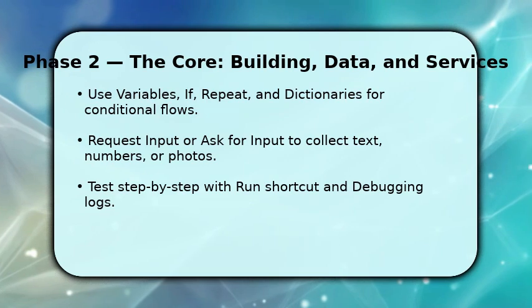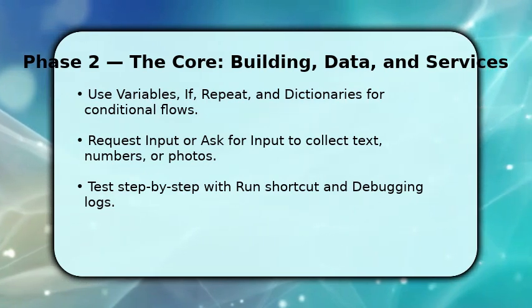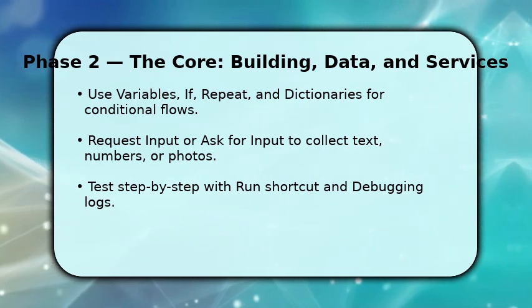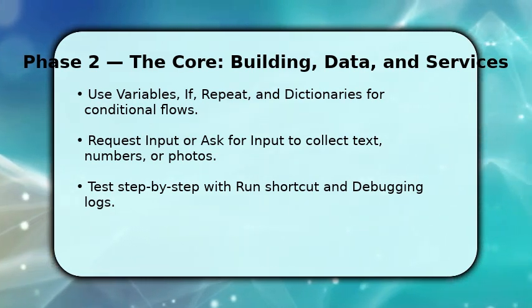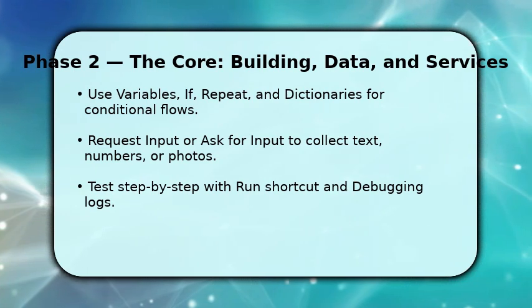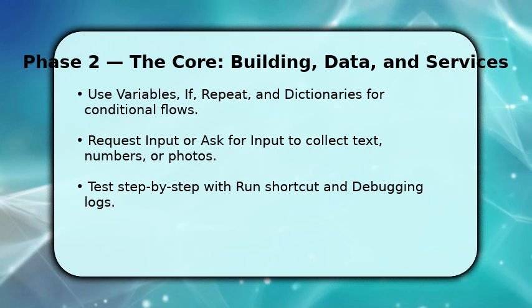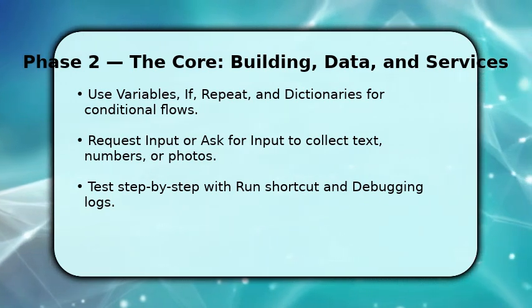Next, build the middle logic. You wire actions together and choose how data flows. Use variables to store results, if to branch behavior, and repeat for loops. Dictionaries pack complex data. When you need user input, add Ask for Input or Get Latest Photos. This lets the shortcut receive text, numbers, or images.